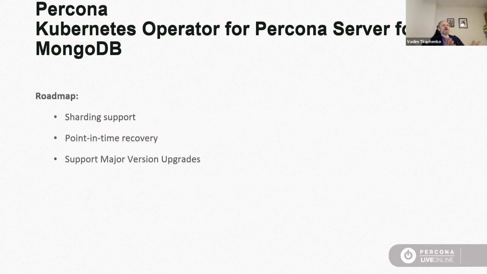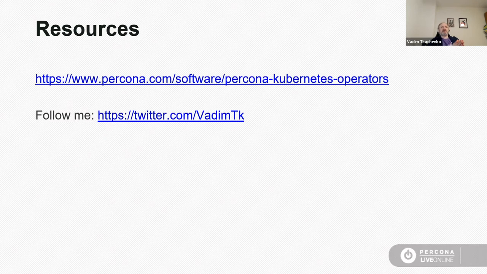For the roadmap, currently I know that MongoDB is all about sharding. We don't support sharding right now, but we're working on it, and it will be done in the coming time. Point in time recovery, a very important feature. And again, we will be looking at major version updates. And for resources about operators, please use our Kubernetes operators webpage. You can follow me on my Twitter and ask me any questions there, because I believe I ran out of time now.